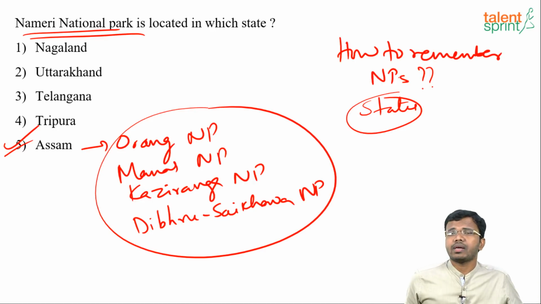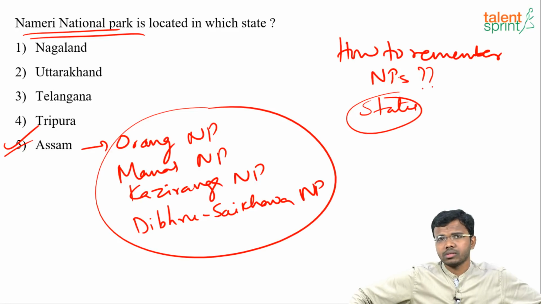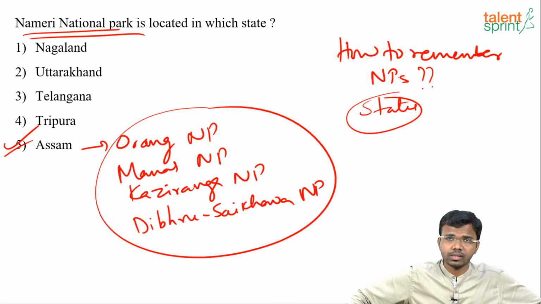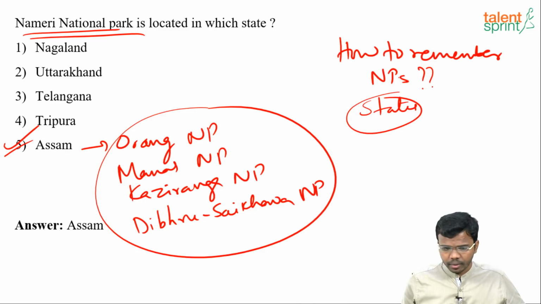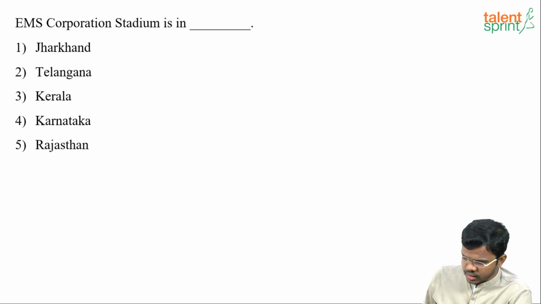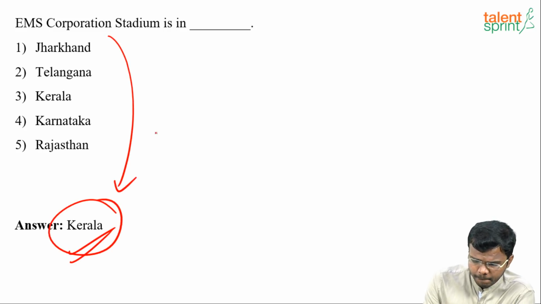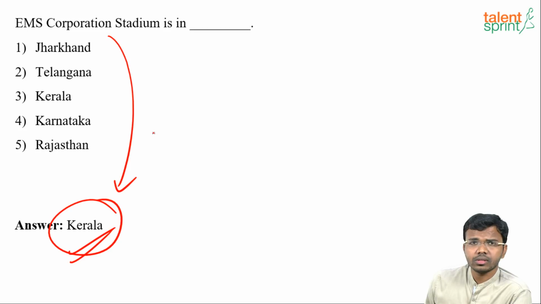So national parks are very important because wildlife sanctuaries we don't know, because 500 plus wildlife sanctuaries are there in India. Okay. Next, EMS Corporation Stadium is in... Yes, it is in Kerala. Stadiums are also important. Stadiums, lakes, national parks, wildlife sanctuaries.